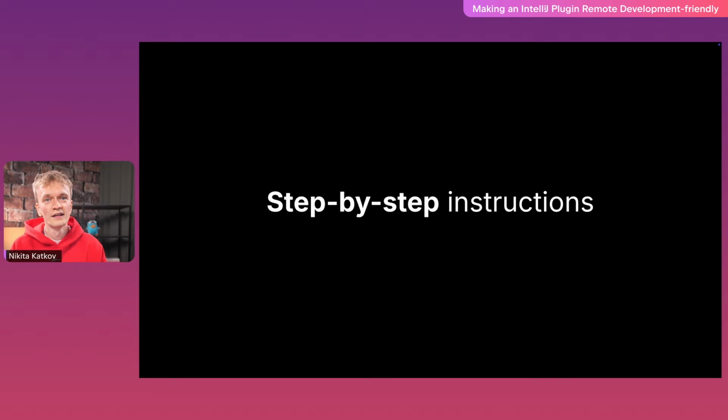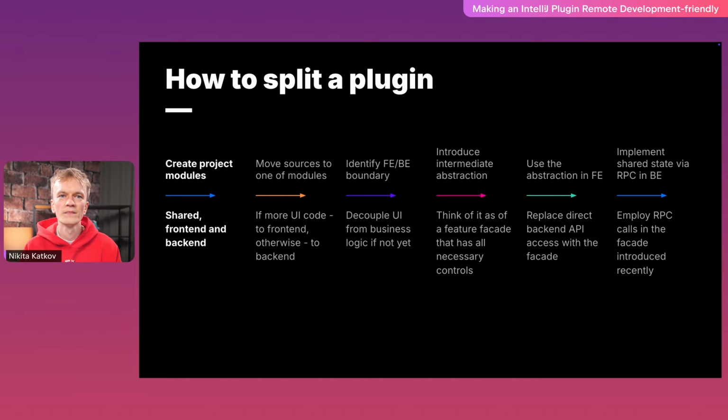Okay, let's summarize this talk with a step-by-step guide on how to create or migrate an IntelliJ plugin to make it remote development friendly. First step is to create a set of modules. Use the provided template as a reference. There will be shared, frontend, backend, and maybe some other modules of your choice, but this is the baseline.